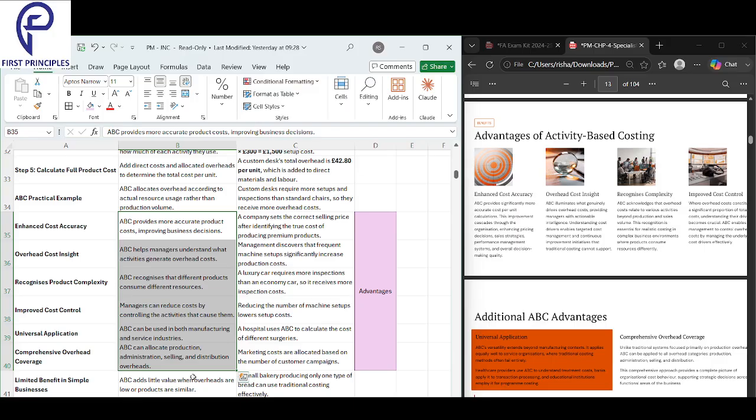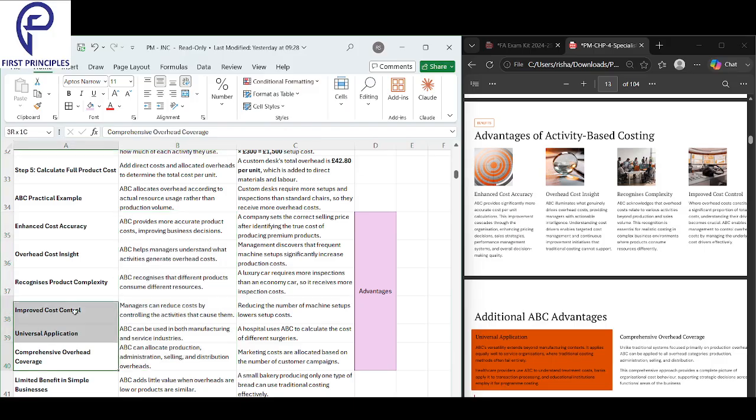There's an enhanced cost accuracy over here. So you are more accurate, you are giving better insight, you are respecting the fact that some products are complex, then there is improved cost control over here. And finally, there's universal application, manufacturing and services, both industries you can apply, and all kinds of overhead you can allocate. That's the biggest advantage and the biggest benefit here. You don't need to only have manufacturing, only service, no, all kinds of overheads. These are the advantages. Okay, let's make sense of the last 3 advantages here quickly.